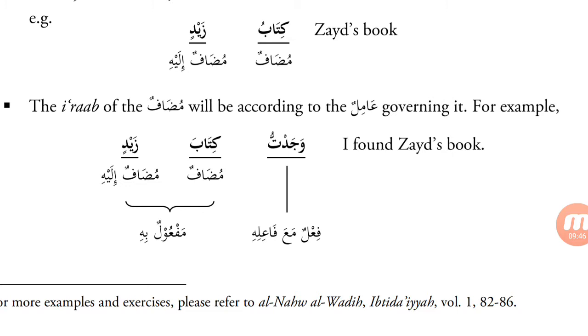Kitaba, it is maf'ul. This is why it is mansoob, and it is also mudaf, and Zayd is majroor because it is mudaf ilayh. Wajadtu kitaba Zaydin, I found Zayd's book. Kitab is mudaf, Zayd is mudaf ilayh. They will join together and become a murakkab idafi. After this, they will become the maf'ul for the fi'l wajadtu. So what was found? The book of Zayd. So Zayd's book is the maf'ul. So this murakkab idafi will become the maf'ul for the fi'l wajadtu.